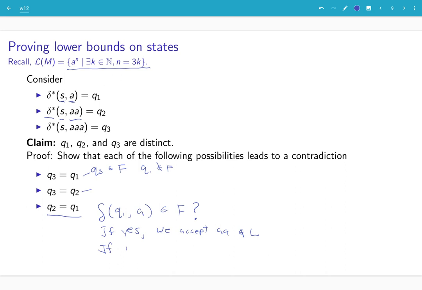Well, and if it's non-accepting, there's a new problem, which is that we reject AAA, which is in the language, because AA gets mapped to Q2, and then if we see another A after that, we go to this state, which we're now supposing is non-accepting. So regardless of whether the state that we get to from there after seeing an A is accepting or non-accepting, we reach a contradiction. So every one of these possibilities leads to a contradiction. That means that we can't have fewer than 3 states. Q1, Q2, and Q3 must be different states.